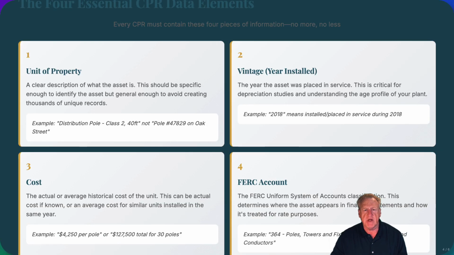Now, every CPR has 4 essential data elements. They should have these 4 pieces of information. This is all you need for a continuing property record. First off, what is it?